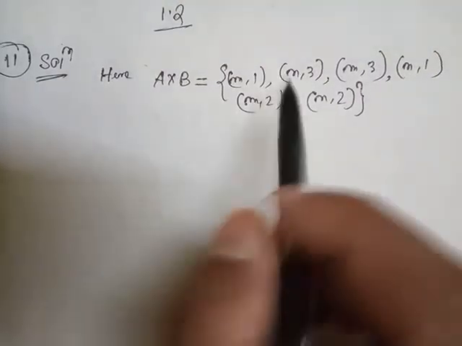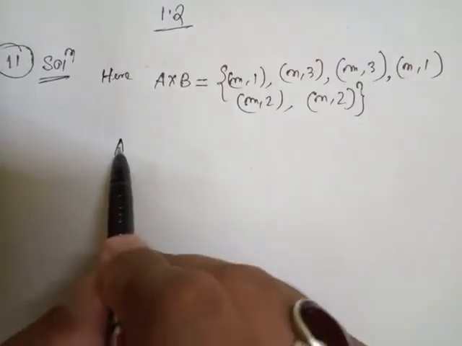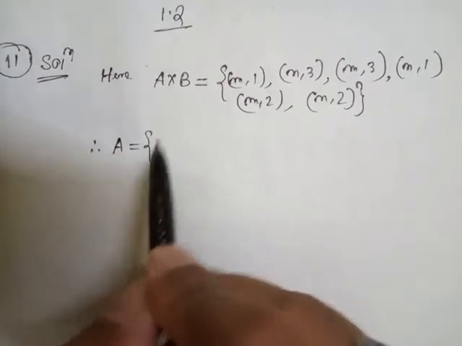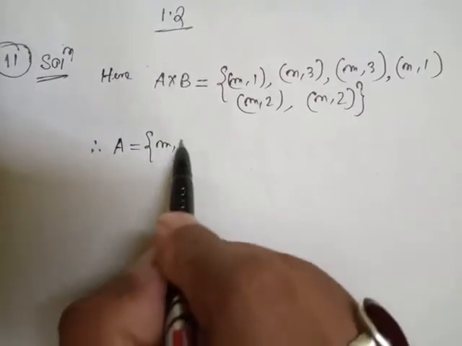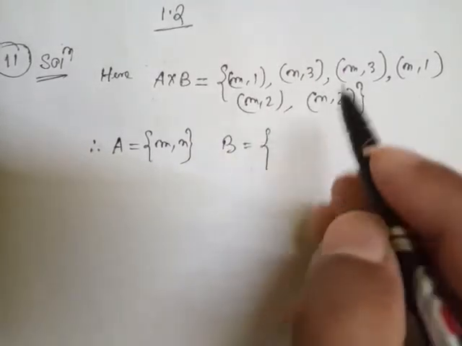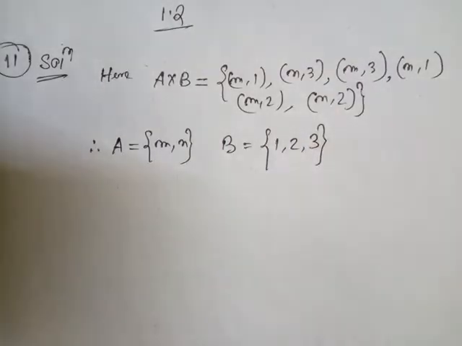So look, in every element m and n are there, so therefore A equals {m, n}, and B equals {1, 2, 3}. This is the answer of question number 11.